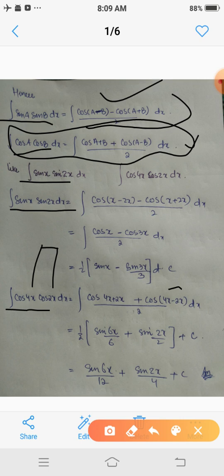Inshallah, in tomorrow's video lecture we will discuss a few more indefinite integrals, and how we use the trigonometric identities to convert the given indefinite integral into a simpler one.